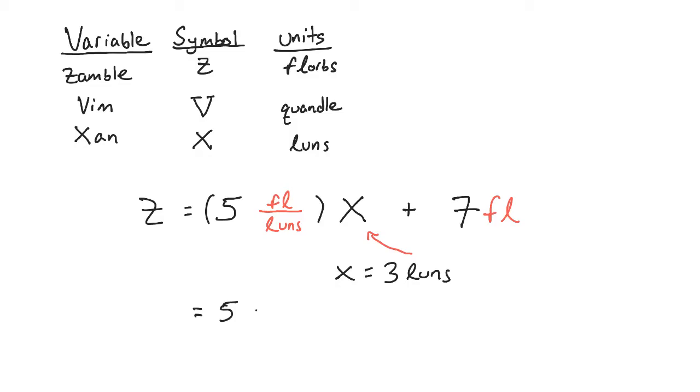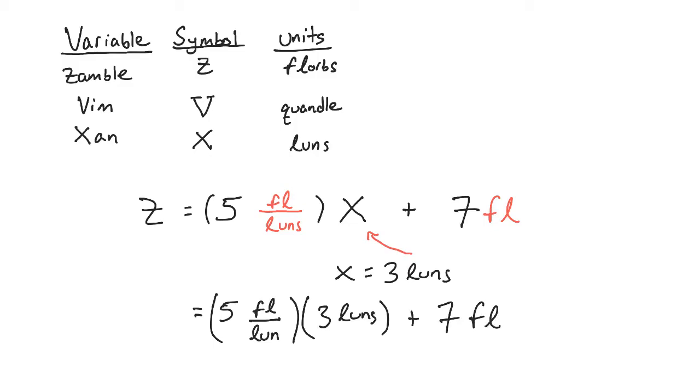So you get 5 florbs for every 1 lun multiplied by 3 luns plus 7 florbs. And let's see if the cancellation works. That luns, or I'm using lun and luns, it's okay. We'll cancel there, and you get 5 florbs plus 7 florbs is equal to something that makes sense, which is 12 florbs. So it all works out.